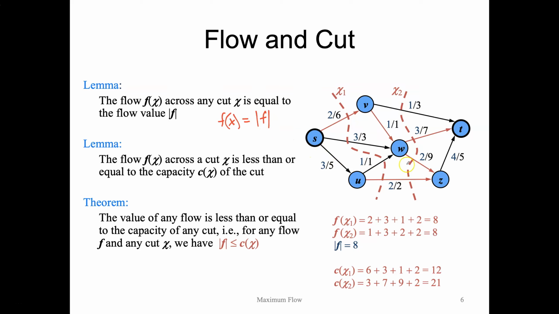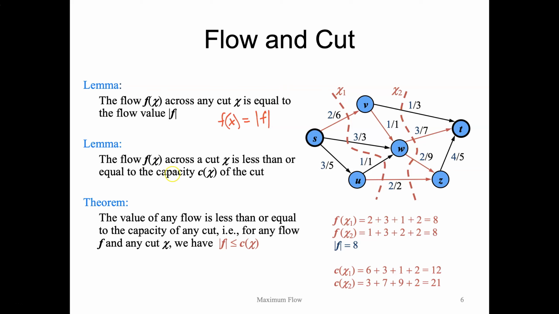So the flow of this network is 8. This is how much is coming out of the source, which is the same as how much is coming into the sink. And the flow of this cut here is also 8. This is 2 plus 3 plus 1 plus 2, those flow values of those forward edges. And the flow of cut x2 is also 8 because we didn't lose anything along the way, which is 1 plus 3 plus 2 plus 2.